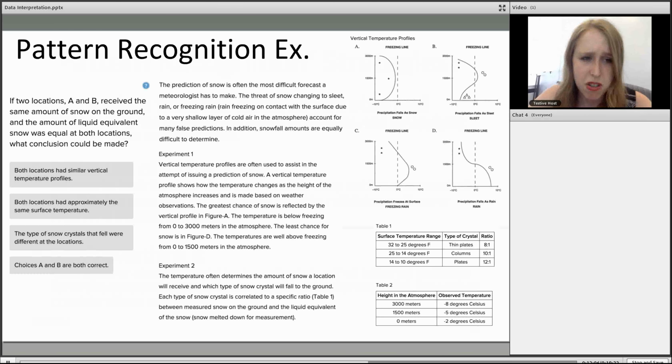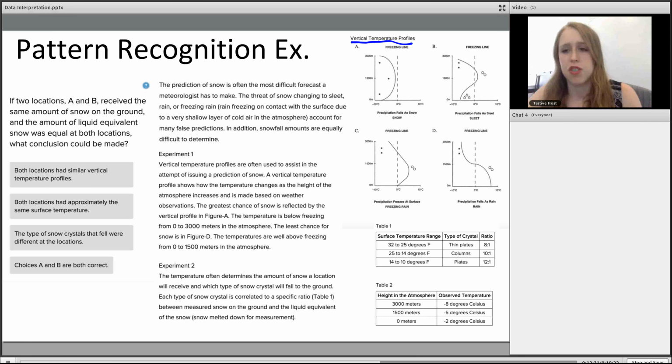We see that two locations, A and B, receive the same amount of snow on the ground and the same amount of liquid equivalent. What conclusion can be made if these two things are the same? So we see the same amount of snow, same amount of liquid equivalent. They're probably going to be pretty similar in regard to our vertical temperature profile. If they have the same amount of snow, then you'd assume it's going to be constant snow and they're not going to have rain or sleet or all these other things that happen when we cross the freezing line.